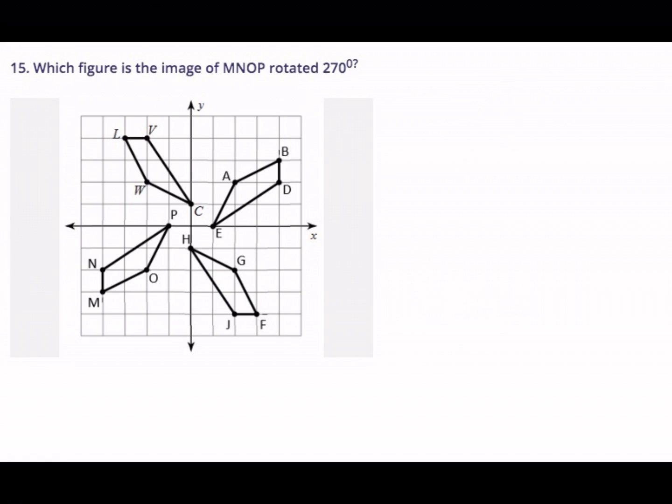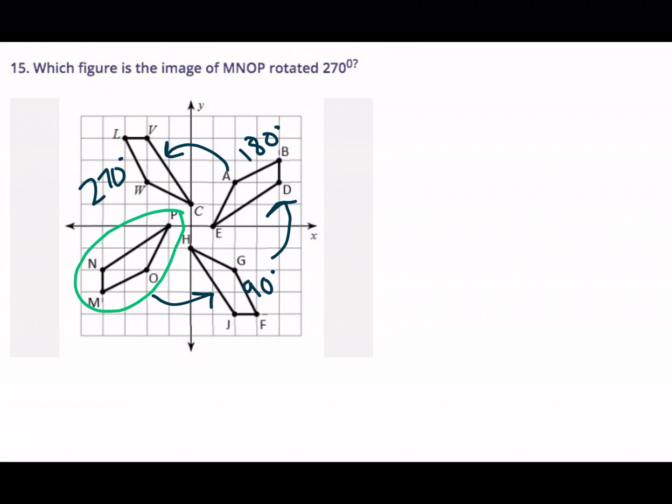The next question I have to go over asks which figure is the image of quadrilateral MNOP rotated 270 degrees. So here's my pre-image. I want to go 270 degrees. So let's go ahead. 90 degrees puts me in quadrant 4. 180 degrees puts me in quadrant 1. So that means that 270 degrees gives me my image LVWC. That's in quadrant 2.